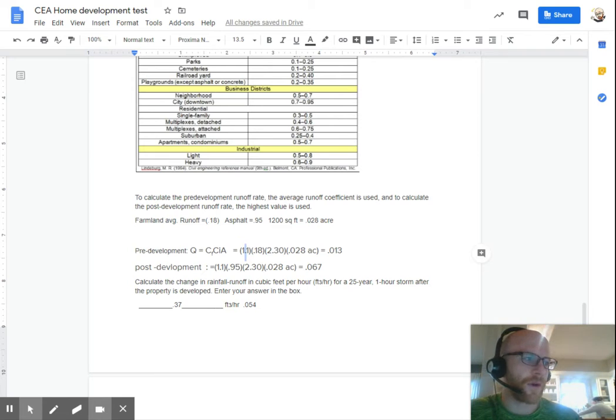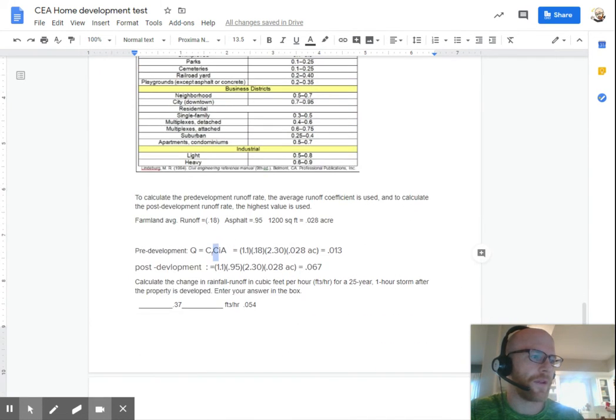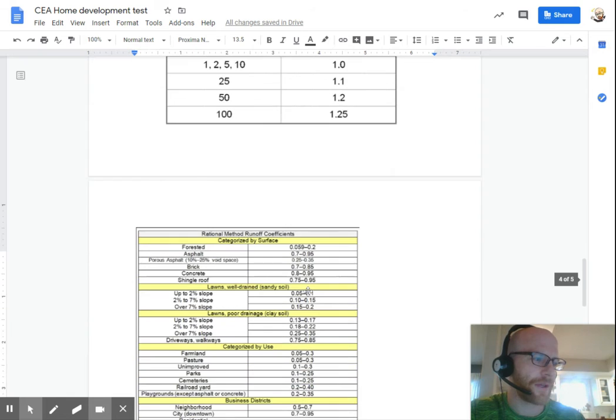C is going to be the coefficient for your runoff. So that would be, for farmland, 0.18. I is going to be the intensity of rainfall. It's a 25-year, 1-hour storm. So if you look at the chart, it's a 2.3 there. And then right here, just 1 hour, 25, 2.3.